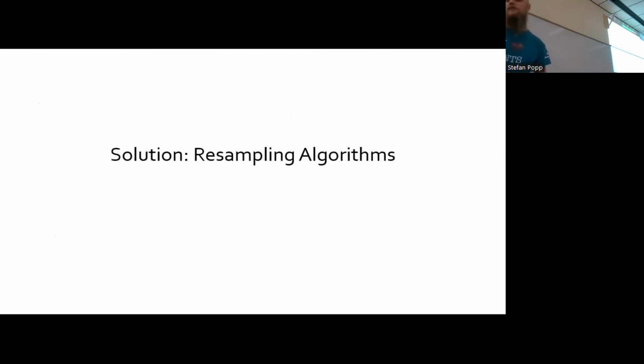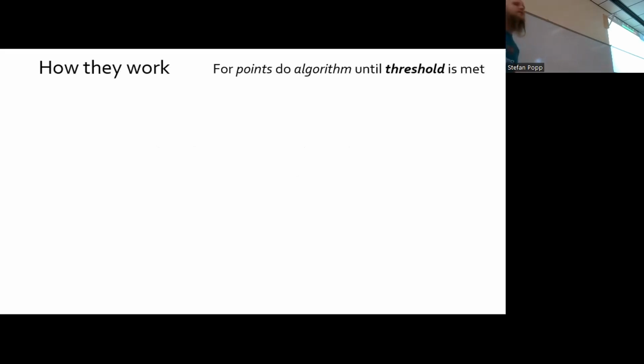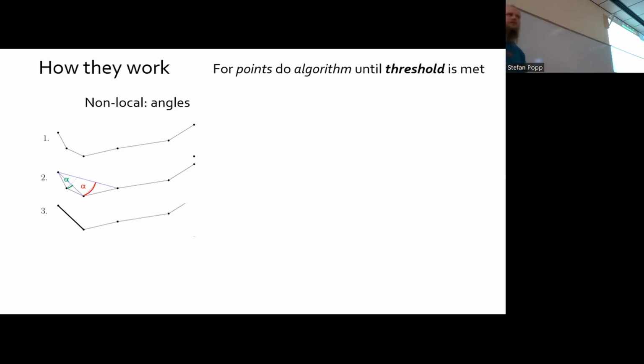The solution to that are resampling algorithms. Those are also called rediscretization or turn identification methods. How they work in general is that for all the points in the track, you run this algorithm until a certain threshold is met, and the threshold is something that you define as the user. I have two examples. One is the non-local one that deals with the raw angles. You start with a point, for example in this case to the left, and then you add up all the turn angles until you reach the threshold angle that you have set before. The green angle is still okay, and then the red angle is already beyond the threshold. This means that you only keep the point before the summation of the angle was beyond the threshold. Then you continue with that throughout the rest of the track until you have discretized the whole track in this fashion. So you will end up with only relatively large angled turns.